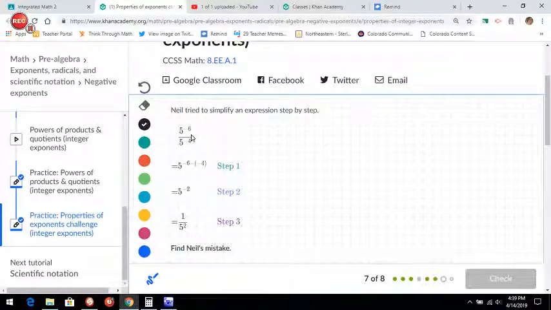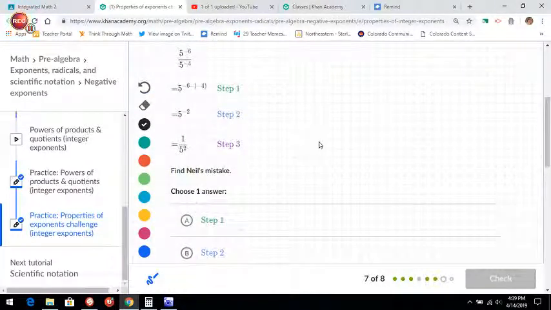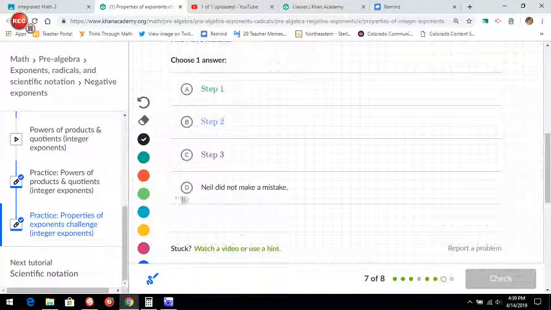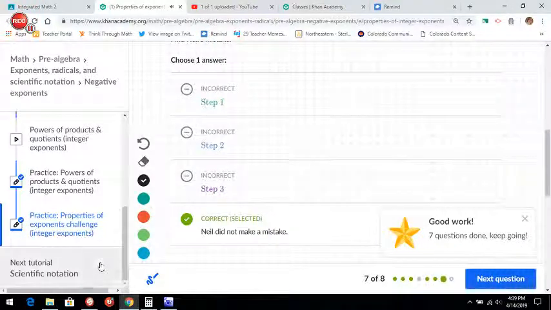Neil tried to simplify an expression step by step. He did negative 6 minus negative 4. That's right. I feel like we just did this one. That would be 5 to the negative 2, that's correct. There's no mistake. Okay, I'm going to stop here because I'm starting to get some of the same problems. And good luck.